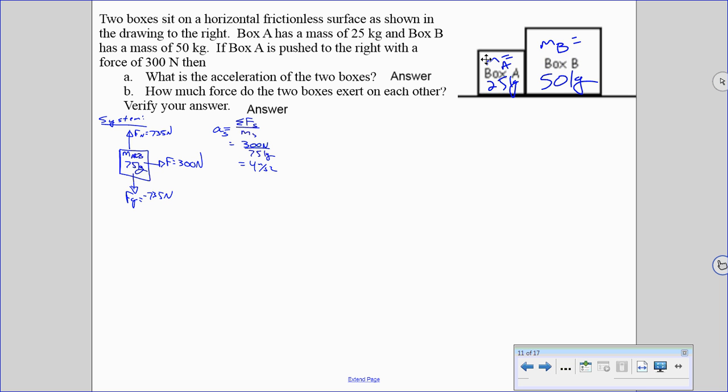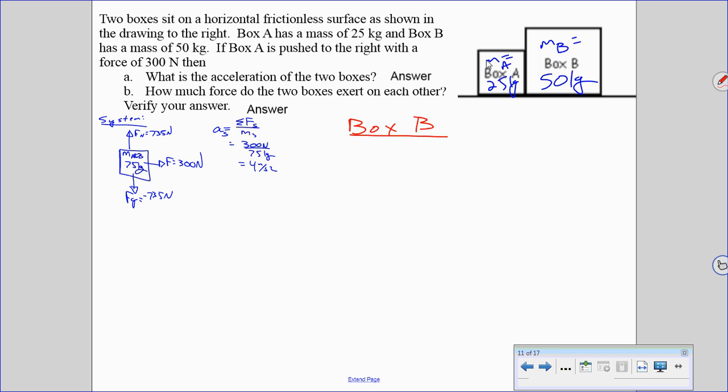Okay, cool. All right, so now it asks, what force do the two boxes exert on each other? And then it says, verify your answer. We're going to check Newton's third law here and see if it works. So let's, for a minute, consider box B. We'll do this in red.